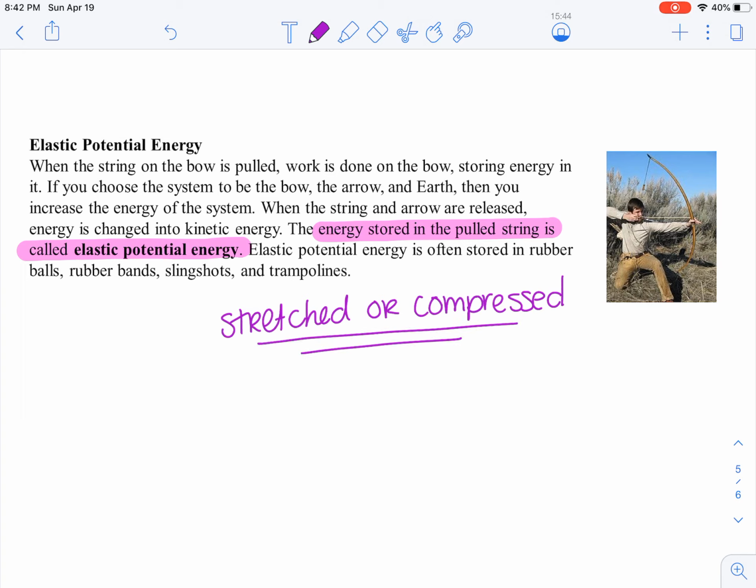Alright, that is all of section 1 from chapter 11.